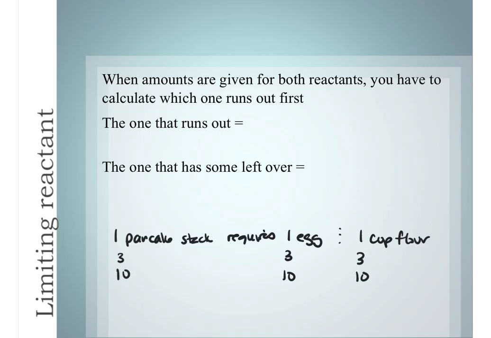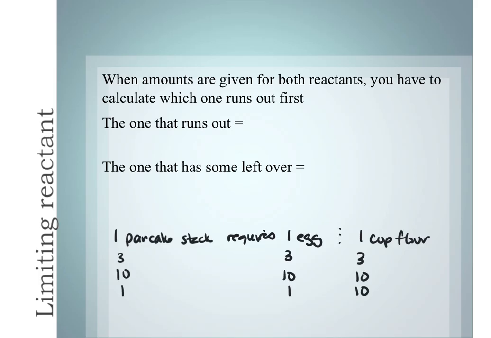But now think about it. If you have only 1 egg and, let's say, 10 cups of flour, how many pancake stacks could you make? The answer obviously should be you can only make 1, because while you have 10 cups of flour, which can make up to 10 pancake stacks, you only have 1 egg, and that's what you call the limiting reactant.